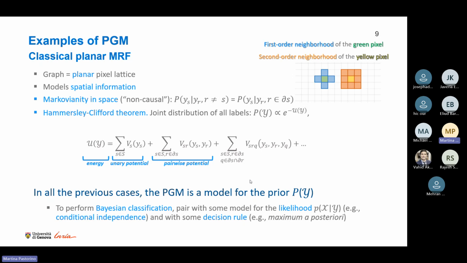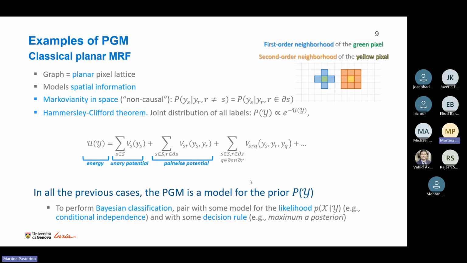And basically, what we are handling with this MRF is the probability of having a certain class label. So the joint distribution of all labels is defined by the Hammersley-Clifford theorem. So basically, the energy of our MRF is given by a unary potential, which represents individual pixel predictions. And by pixel predictions, I mean the label we want to give to a certain pixel. And then pairwise potentials, which enforce smoothness between neighboring pixels.